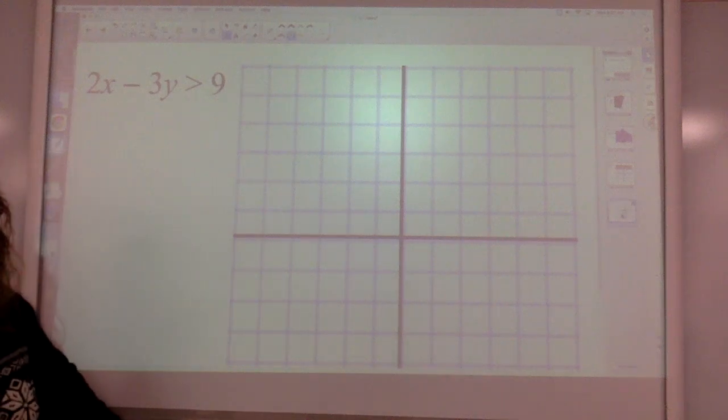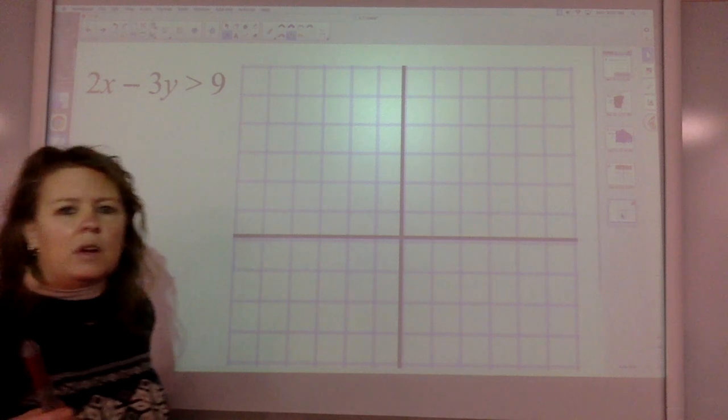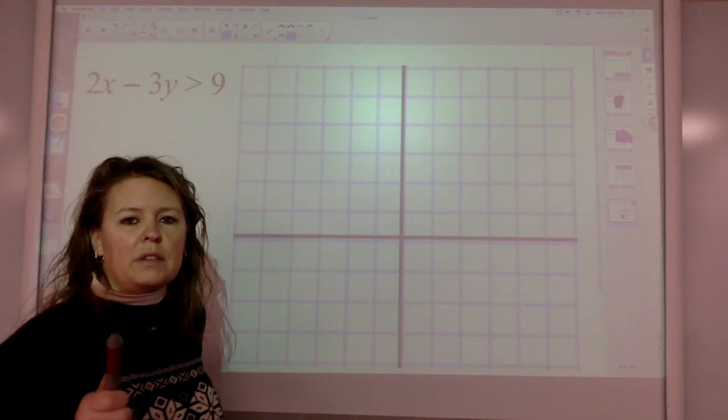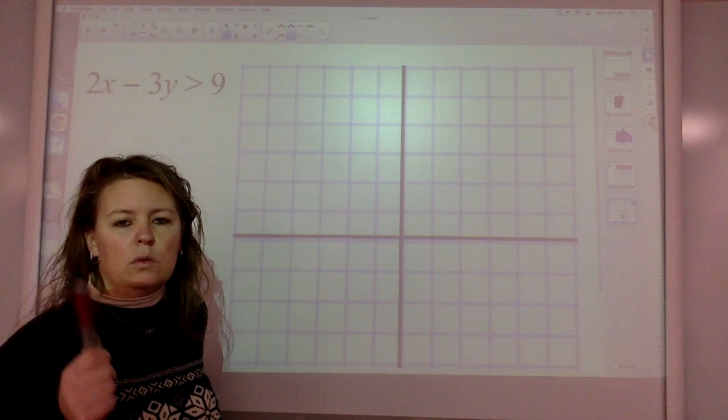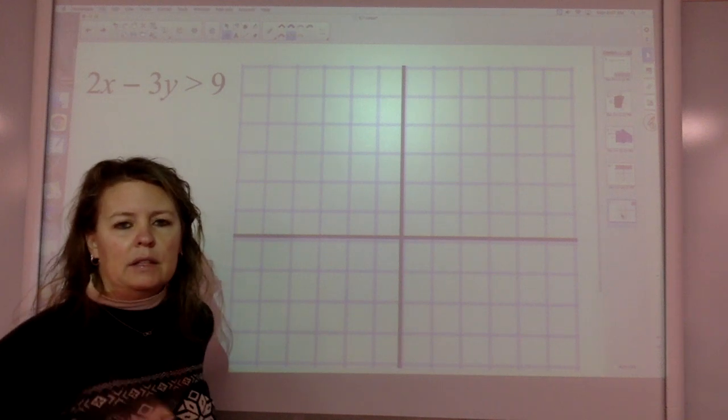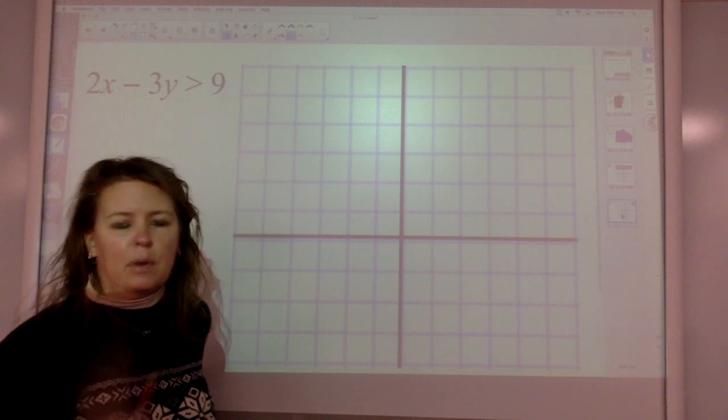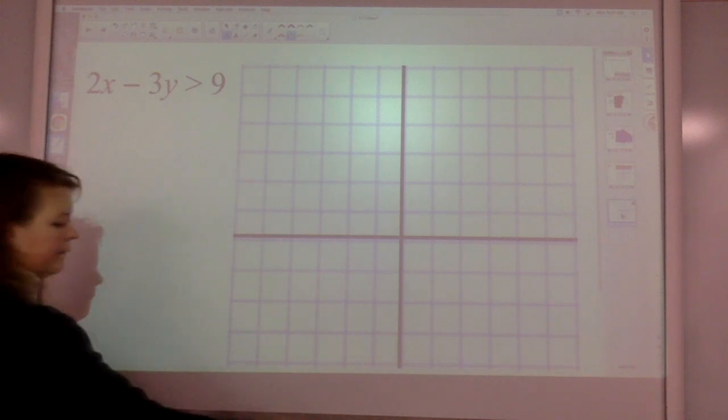2x minus 3y is greater than 9. Pause it, write it down. Try this. Solve this on your own to get y equals mx plus b, but don't graph it until you unpause the video and see if you got the same answer I did. Okay, pause it and solve it.